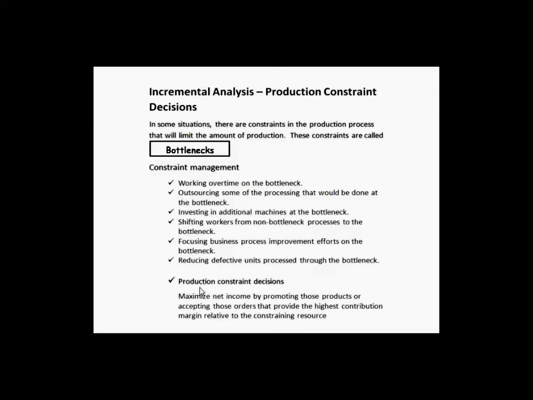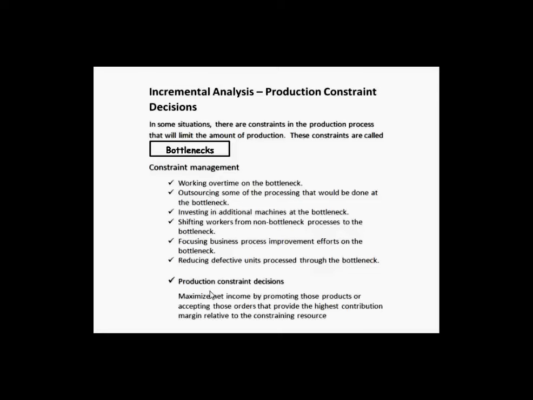Another thing is you can go through what we call a production constraint decision process, and that's what we're going to do on the next slide. And in this case, what we're saying is we have to accept the fact that all the other management efforts to fix the constraint really haven't worked.